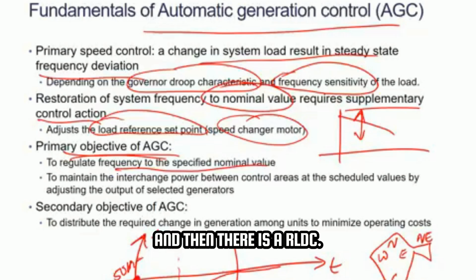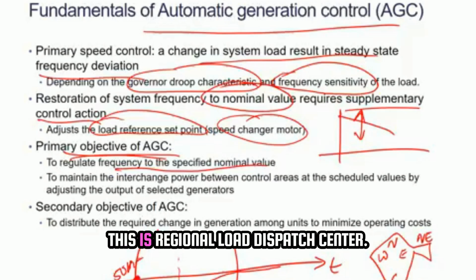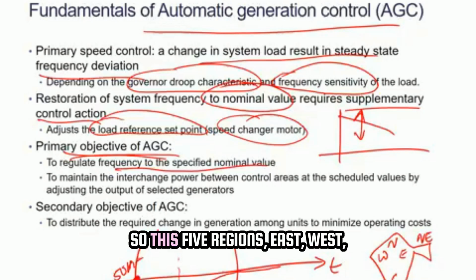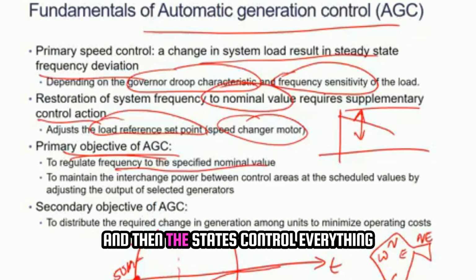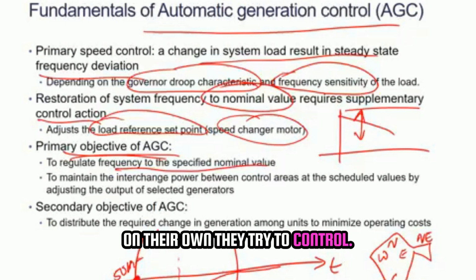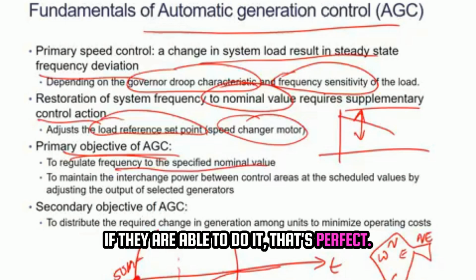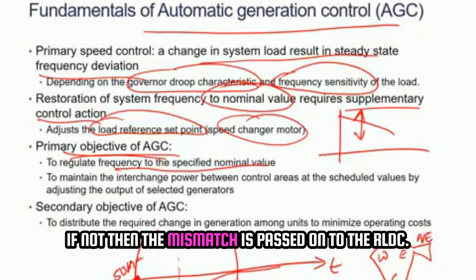And then there is the RLDC, the regional load dispatch center. There are 5 regions: east, west, north, south, and northeast. Individually there are states, and the states control everything on their own. They try to control. If they are able to do it, that's perfect. If not, then the mismatch is passed on to the RLDC.